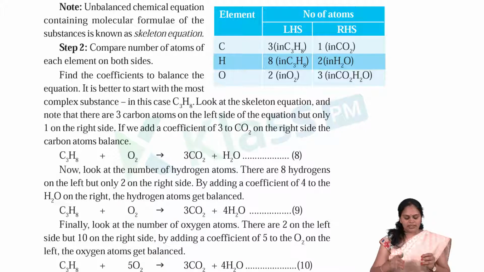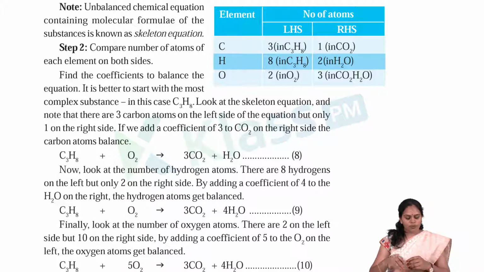In C3H8, hydrogen is 8 atoms. On the left hand side, carbon has 3 atoms and hydrogen has 8 atoms. Oxygen has 2 atoms. On the right hand side we have only 1 carbon, 2 hydrogens and 3 oxygens. It is not balanced because the left hand side atoms are not matching with the right hand side.